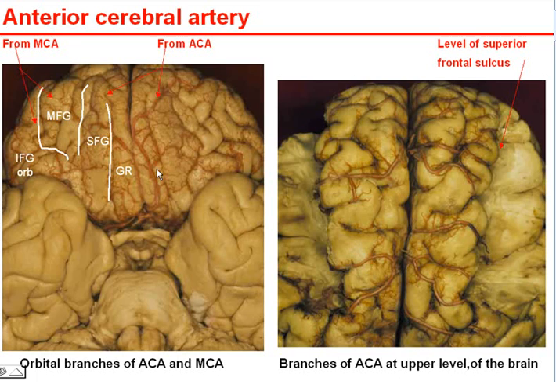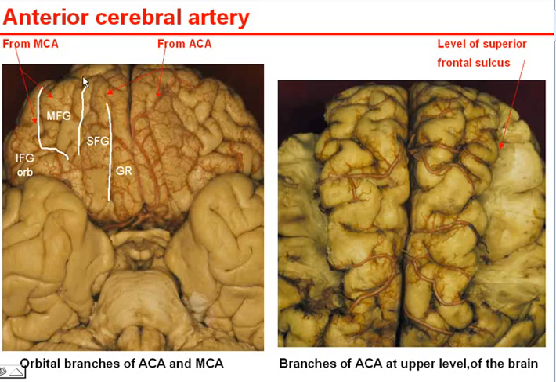And if you look at the inferior aspect of the brain, you can see the interhemispheric fissure, and then the most medial portion, this is the gyrus rectus, and then lateral to the gyrus rectus, this is the superior frontal gyrus of the orbital frontal region, and those are the ACA, anterior cerebral artery territories.